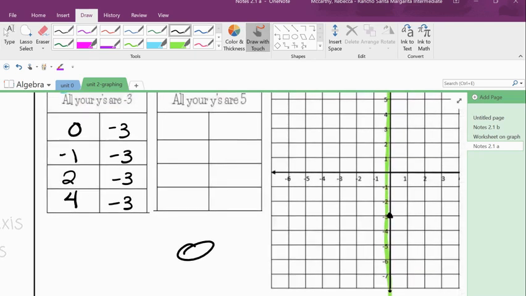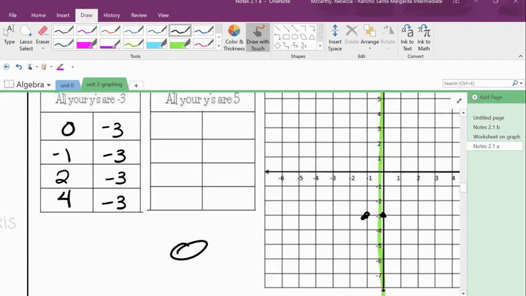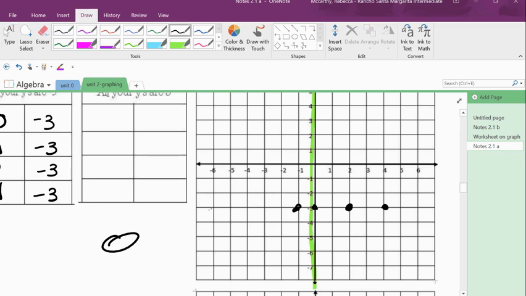0, negative 3. And now I'm going to graph negative 1, negative 3. Negative 1, negative 3 is also here. 2, negative 3. It's 2 on the x-axis and negative 3 on my y-axis. My battery's dying. There we go. And the 4, negative 3, that's over here. Notice that this is also linear. It's nice and flat. Okay, that's my equation of a line.